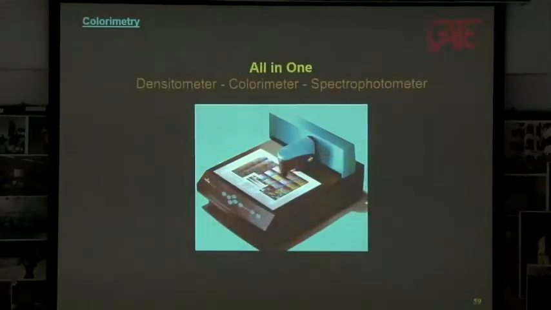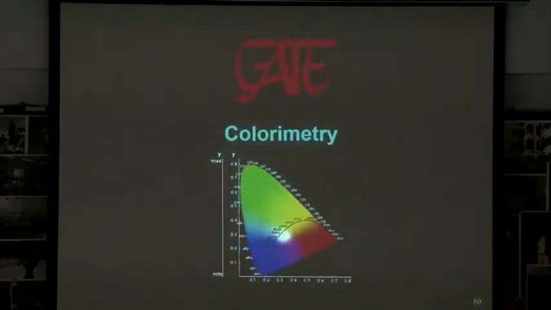So you need good instruments, and this is what I use. I have it in my office. It works as a densitometer, colorimeter, spectrophotometer, all in one. So this is on colorimetry. This is the fundamental for color management. Okay? This is confusing, but I am sure that if you apply your mind, things will become better.